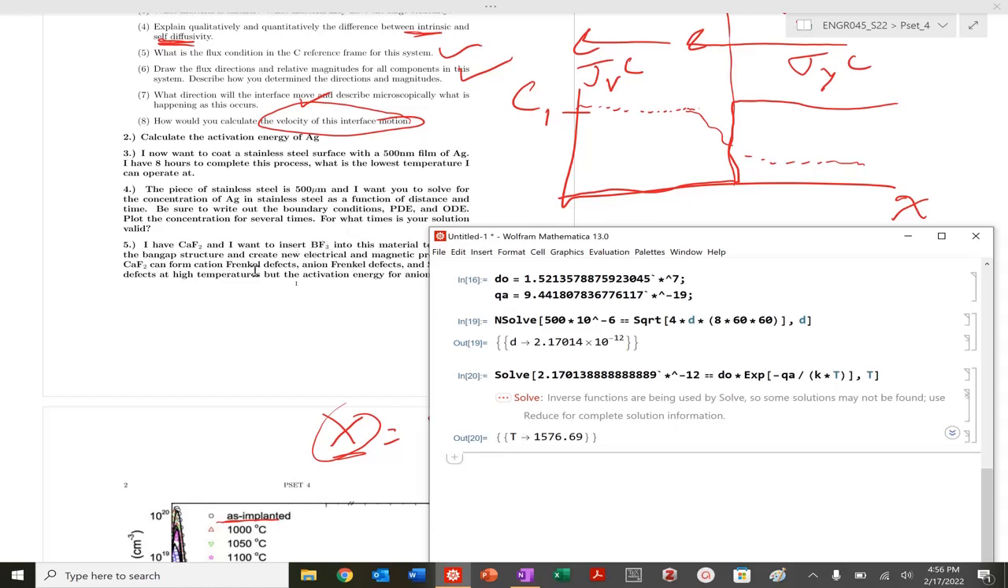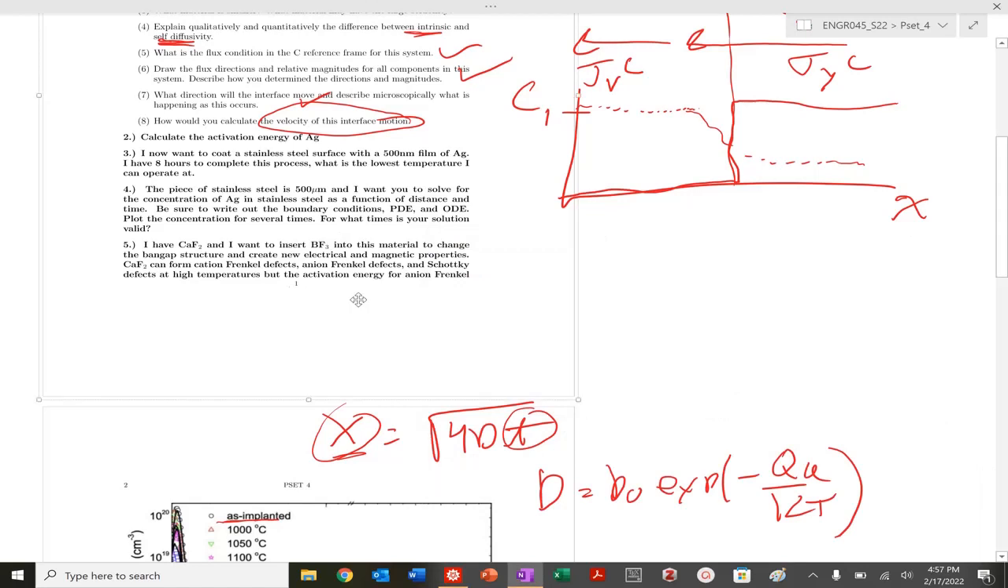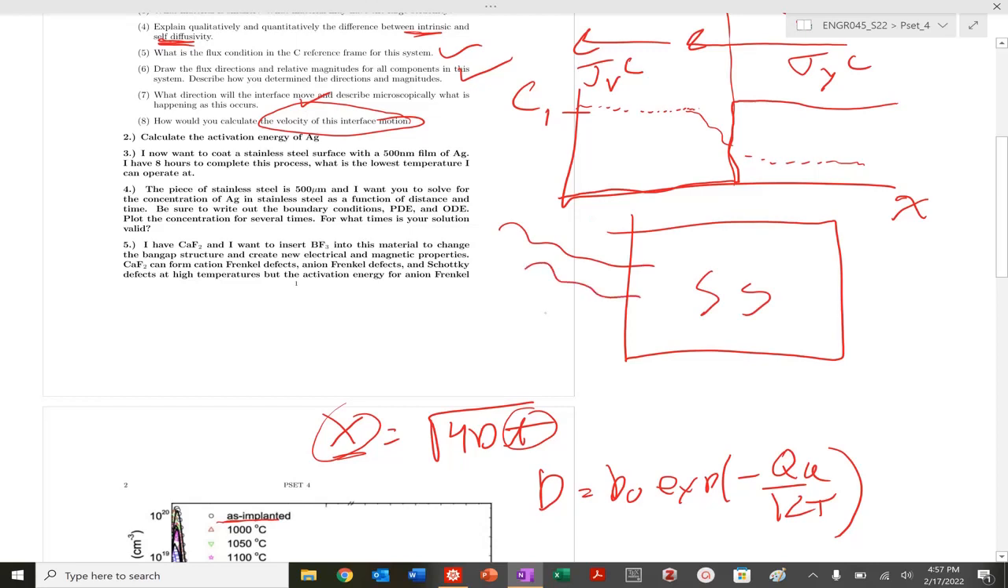Anyways, all right. So for that same problem where we had our stainless steel and we're shooting in our Ag, I want you to solve for the concentration of Ag as a function of distance. So I'm going to say that this is x equals 0, this is 500 micrometers. Solve for the concentration and plot it at several times. So I need to write out boundary conditions, PDE, ODE.